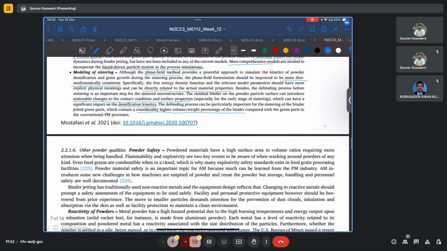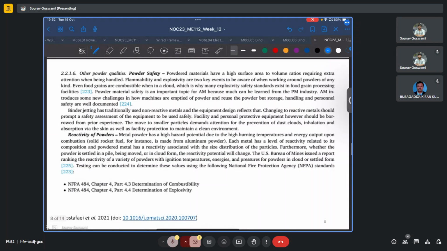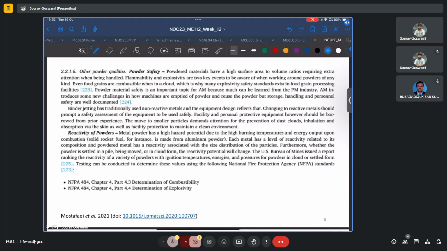And there are some other aspects of powder quality, such as powder safety, which I also briefly mentioned during our session. That is because powder materials have a high surface area to volume ratio, requiring extra attention when being handled because they can become explosive. Flammability and explosivity are two key events to be aware of when working around powders of any kind. Even food grains become combustible when in a cloud, which is why many explosivity safety standards exist in food grain processing facilities.